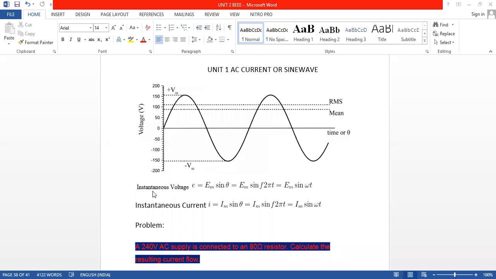So instantaneous means the value of the voltage at any time, at any period of time. So I want the voltage at this point. I want the value of voltage at this point. It is given by the instantaneous voltage. The value of the voltage at any period of time is called instantaneous voltage, which is given by E is equal to Em. Why are you writing it here? Because this voltage contains the positive peak, the maximum value.